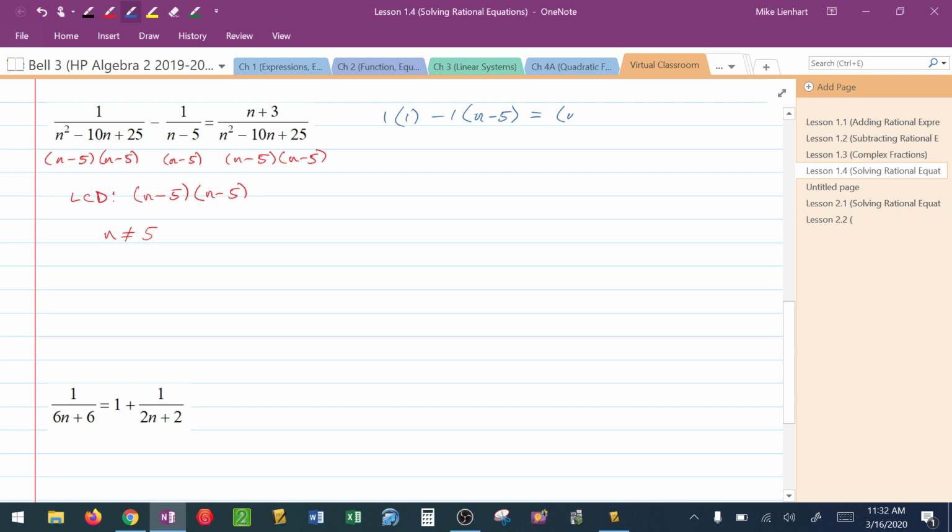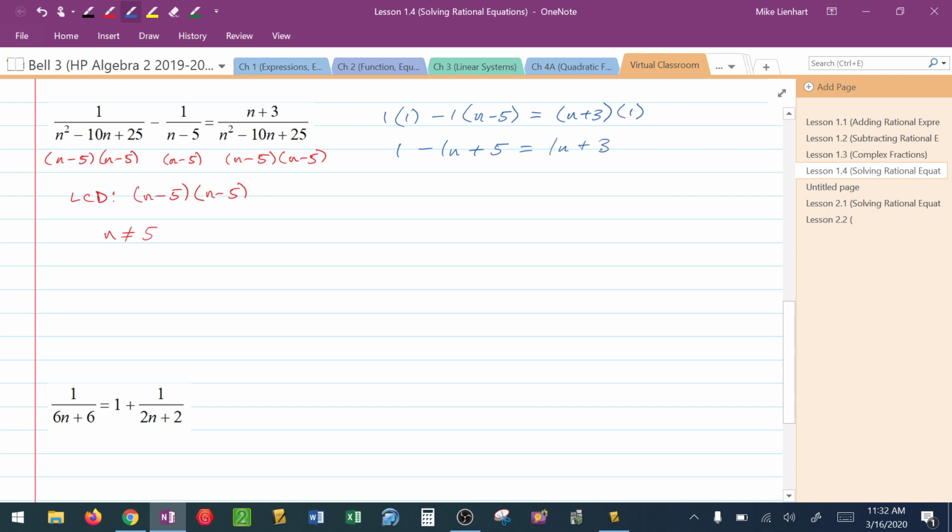I go to the third one. I'm given n plus 3. I look at the denominator. I'm not missing anything. Multiply it by 1. All right, so now I'm in the solving phase. I have 1 minus 1n plus 5 equals 1n plus 3.